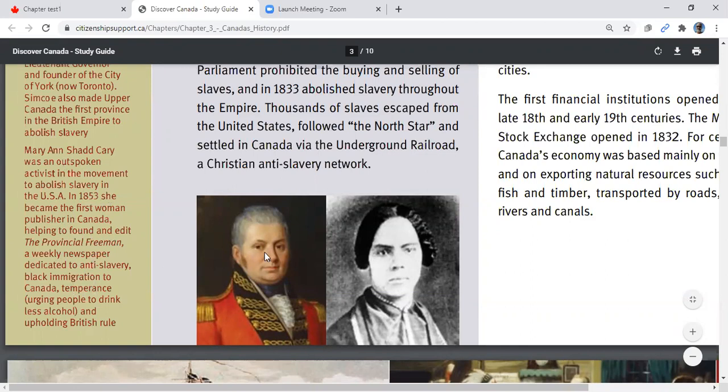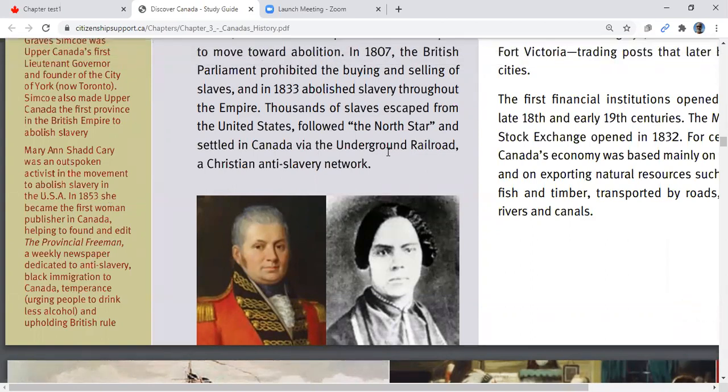So what she did, she was in Canada, and she was a woman, and she had a newspaper that helped give information for slaves to come to Canada and for Black people to immigrate to Canada, and that was 1853. So she was a very strong woman because women didn't have many rights back then. So that's why they put her picture there, because she was a very, very strong woman helping people.